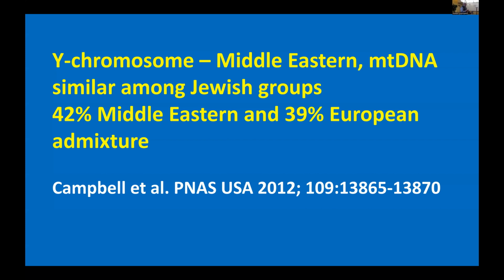The Y chromosome of those people all along the Mediterranean shores is Middle Eastern, similar among other Jewish groups, and they have 40% admixture of either Middle Eastern or European. Because of the time of the Roman Empire, they were mixing, and the admixture of European is pretty significant.